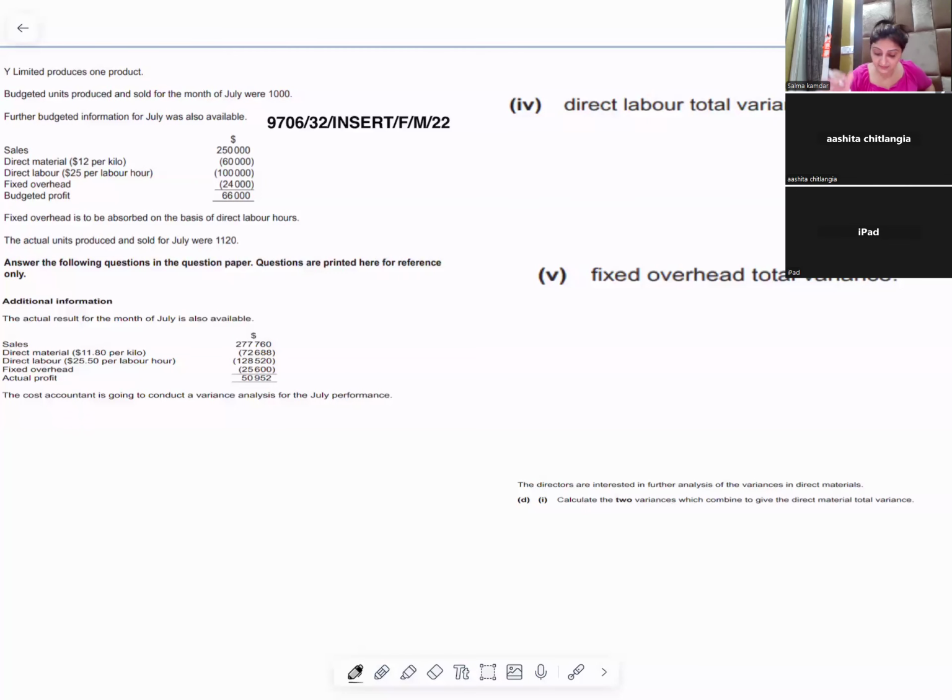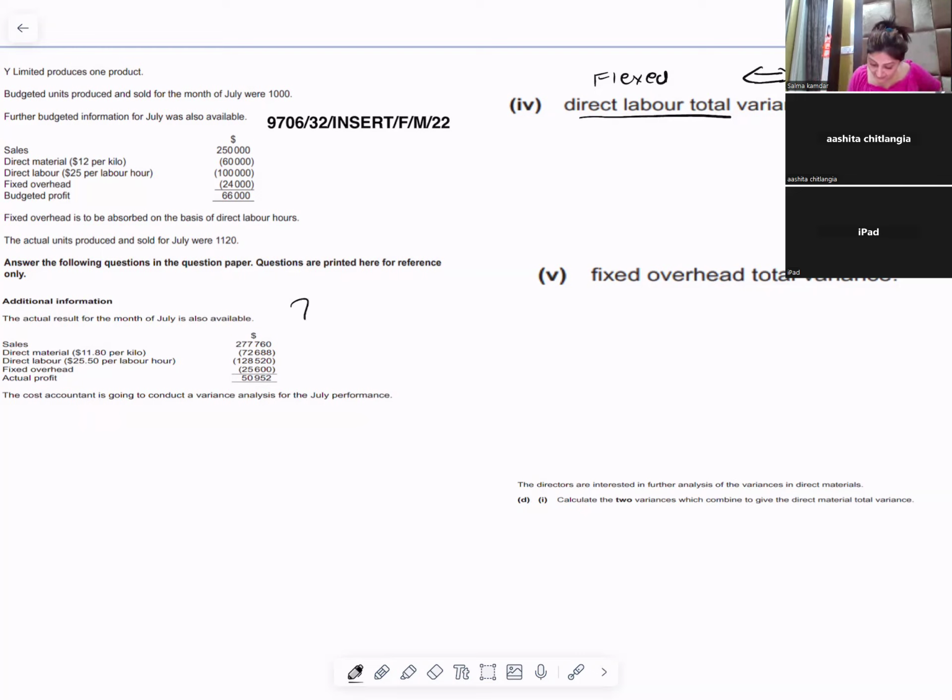Same. Now let's do direct labor total variance. I have already told you that whenever the word total comes, you will not use the formula. You will directly compare the flexed with actual. I am repeating again. Whenever the word total comes, you will directly compare flex with actual. Just drill it in your brain. Are you with me? Come on, direct labor total variance.